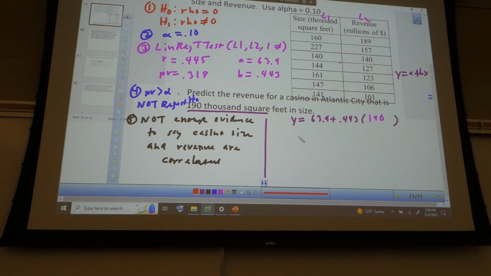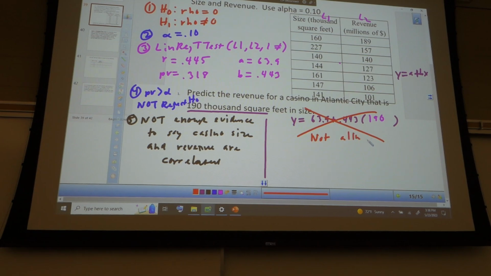Yes. This is not a line. We did not reject H naught. It is not a line. Is everyone on board? Agreed. So instead we're going to use Y equals Y bar. So we're going to do 2-bar stats. And then stat calc 2-bar stat of L1, L2, and you end up getting a Y bar of what? 134.7.